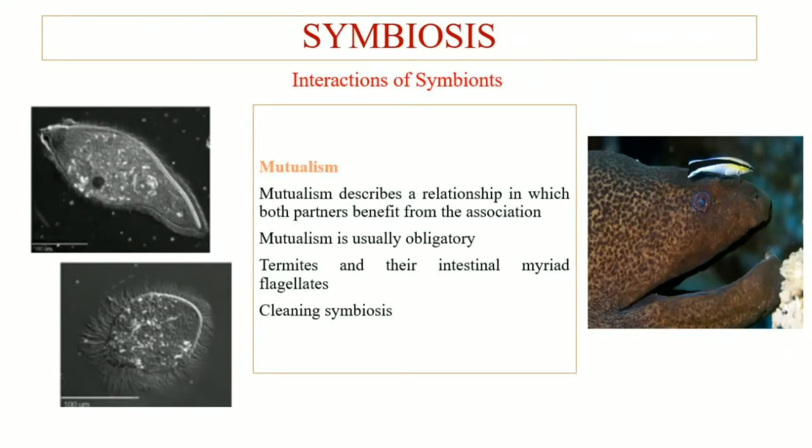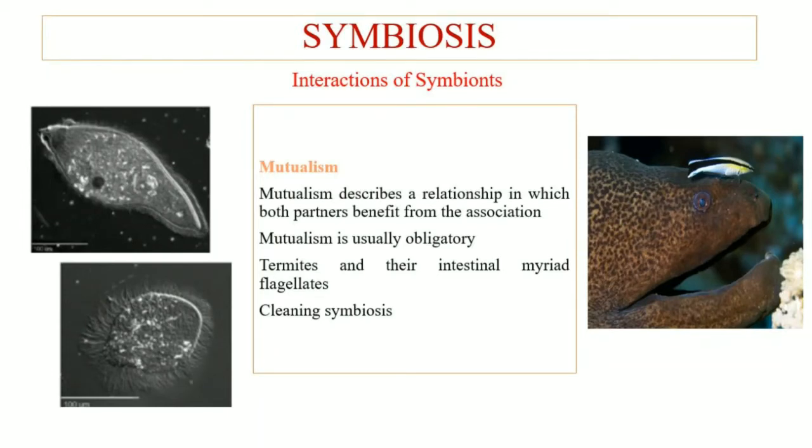The examples include termites and their intestinal myriad flagellates. So termites cannot digest cellulose because they cannot synthesize the enzyme cellulase, whereas the myriad flagellates that live in the intestine of termites synthesize cellulase and digest the wood eaten by their host. So in this case, the termites cannot survive without these myriad flagellates, because if the wood is eaten, they cannot digest it by themselves. So this is an obligatory mutualistic association.